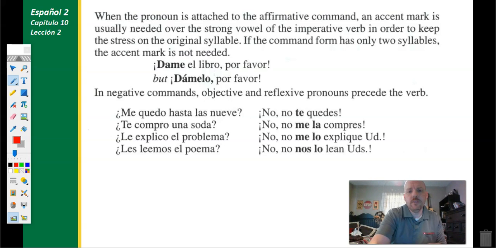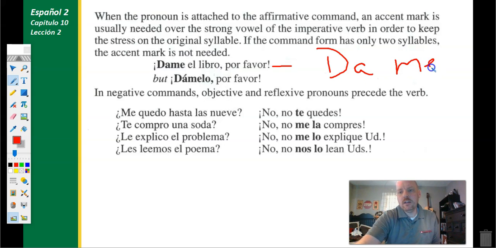Look at this example right here. Dame el libro, por favor. I've got the word da, which is give, and I have the word me, which is me.